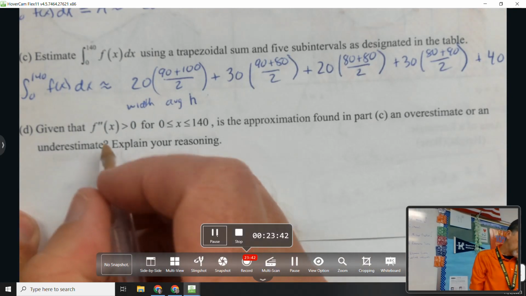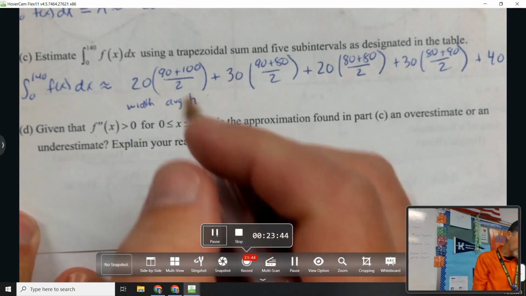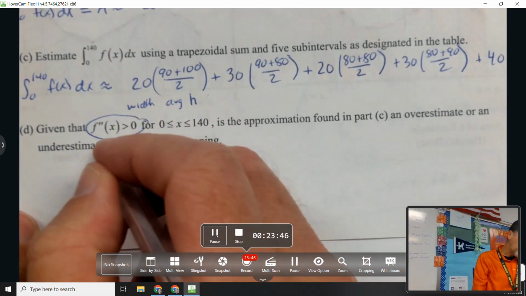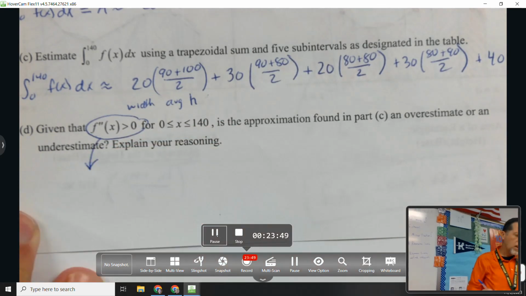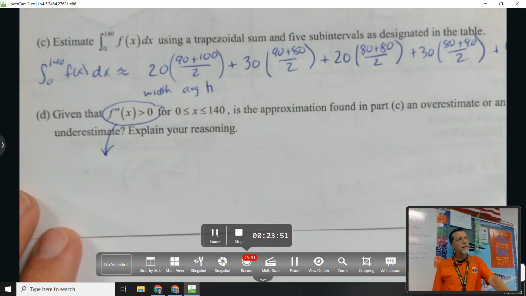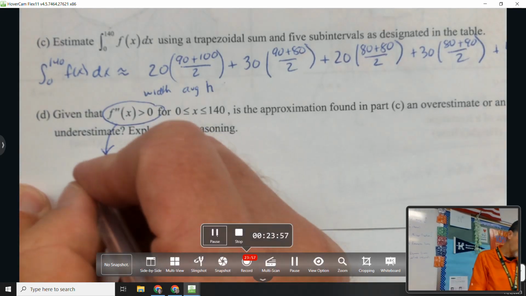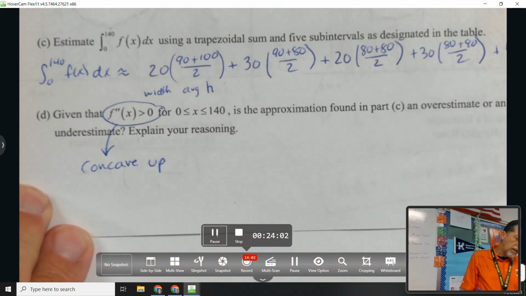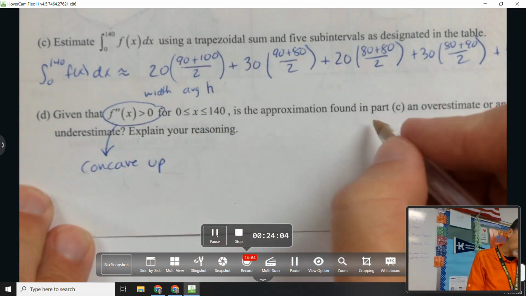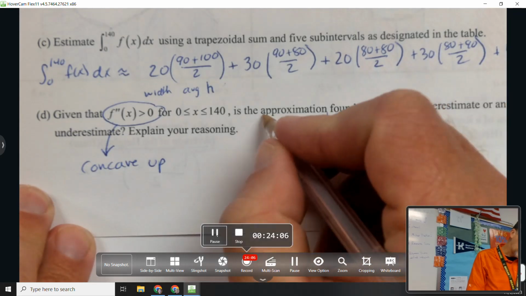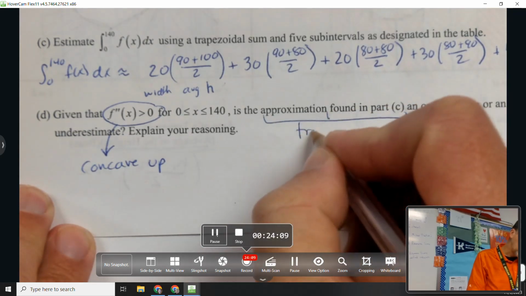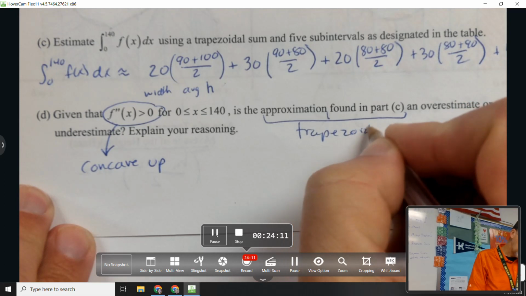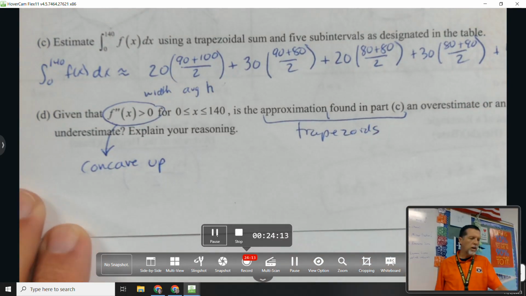Part D. Given that f double prime is greater than 0, what's that mean in terms of the graph? If the second derivative is positive, what does that tell us? Concave up. The approximation found in part C, so that means the trapezoids, is it an overestimate or an underestimate?